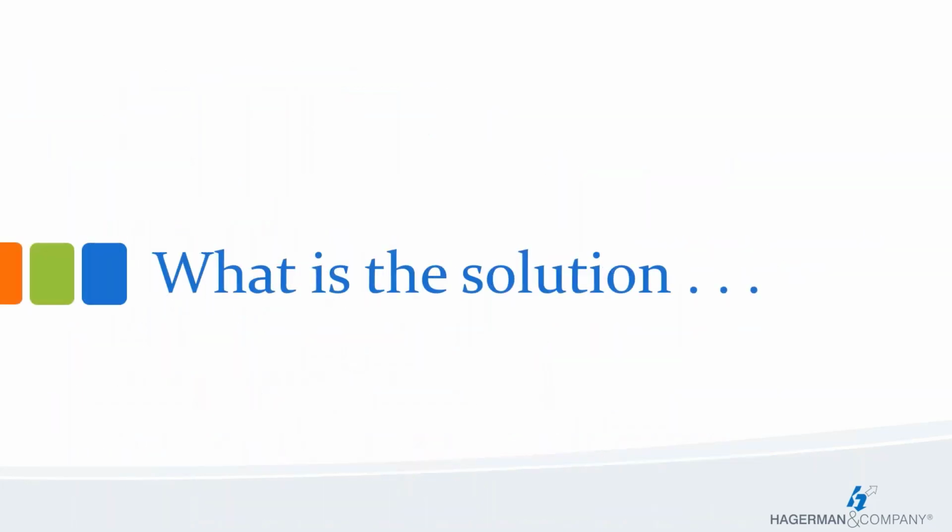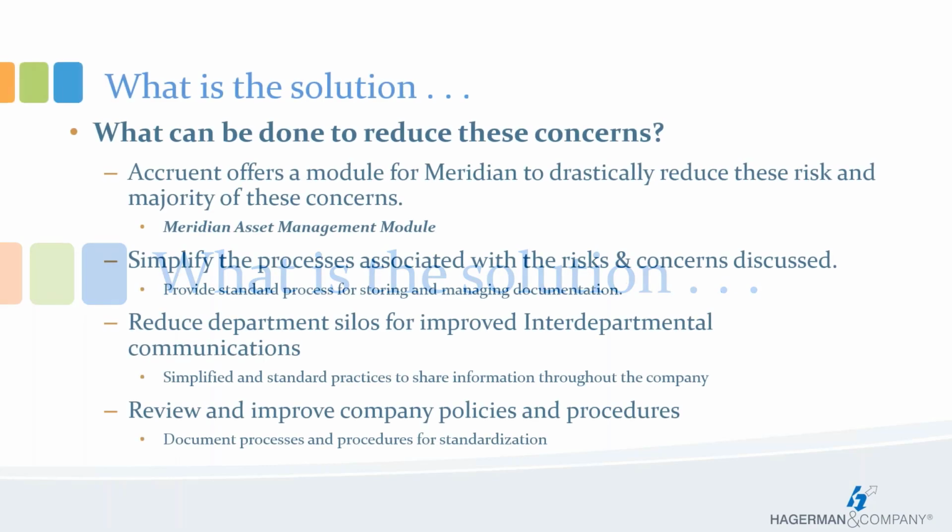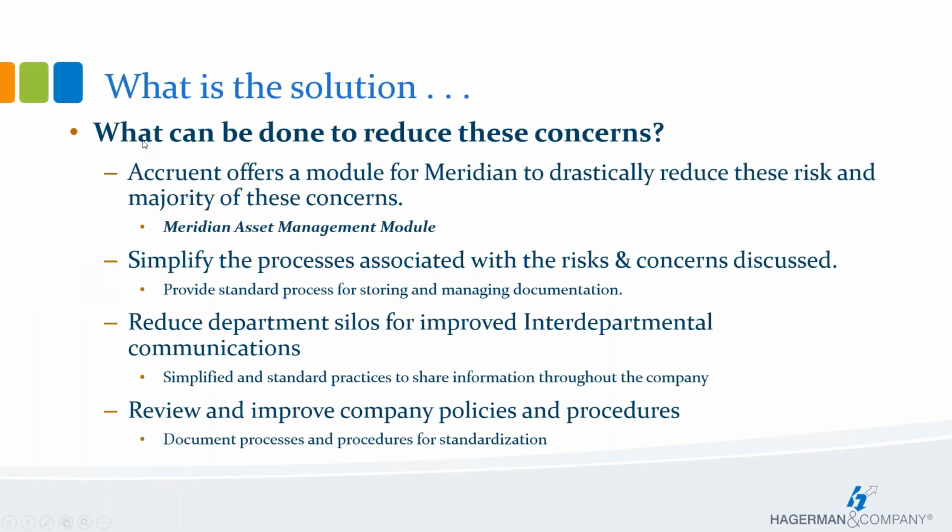All right, so on to the next. What are some solutions that we might have when we're working with engineering and maintenance teams tied to assets? What can be done to reduce these concerns? First and foremost, Accruent offers a module from Meridian that drastically reduces the risk and the majority of the concerns. This is called the Asset Management Module. We're going to focus on that in the next couple of slides.